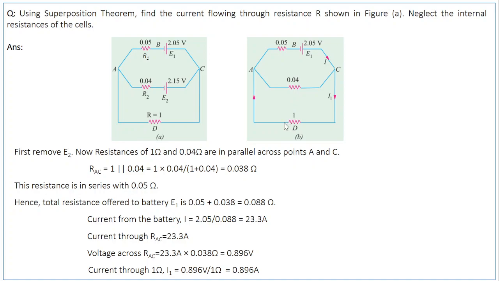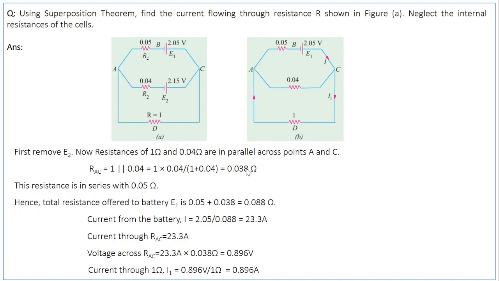RAC is nothing but a parallel combination of R2 and R, and we know that in the case of a parallel connection, voltage remains constant. So 0.896 volt drops across R2, and the same 0.896 volt is going to drop across R as well. So the current through the resistance R, which we call I1, is the voltage 0.896 volt divided by the corresponding resistance, which is 1 ohm. This is 0.896 ampere.